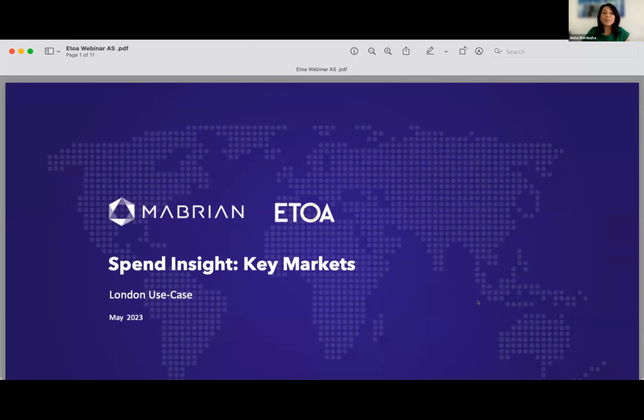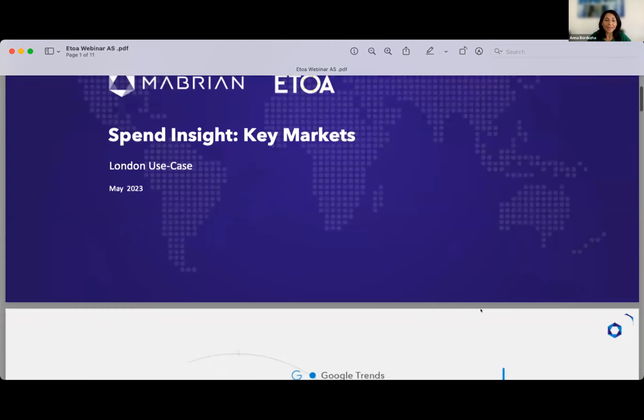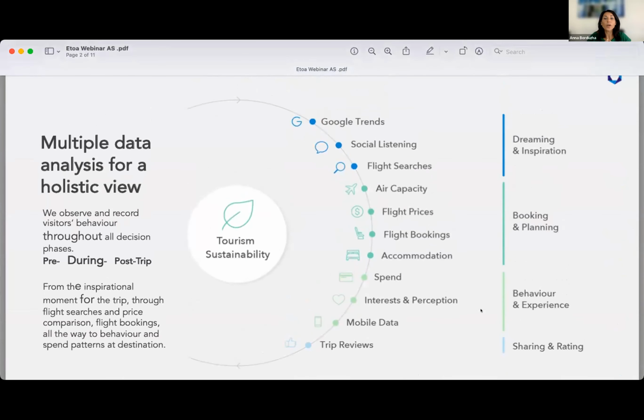So in Mabrian, we provide travel intelligence services to destinations worldwide and also to other companies in this industry. We do that by analyzing multiple data sources. We work with big data, almost real-time data, and our strength is in combining social data with transactional data. As you can see in my slide, we have a huge amount of different kinds of data in order to provide valuable insight and information about visitors' behavior during the full travel cycle.